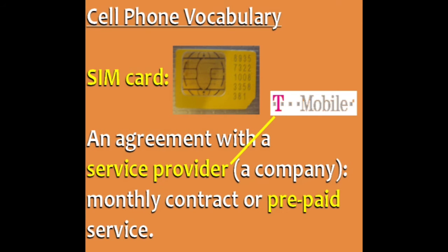Let's learn some vocabulary specifically for cell phones. Inside a cell phone is a SIM card. This is what helps you connect. To use a cell phone, you'll need to have an agreement with a service provider, a company that you pay for cell phone service. Most service providers offer monthly contracts or prepaid service where you buy credit and then use it to talk for a specific number of minutes.